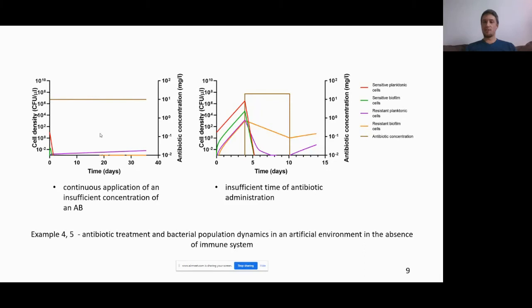In real-life conditions, such a scenario could possibly lead to a situation where only resistant bacteria remain, and such resistant biofilm bacteria are usually very hard to completely eradicate, and they might additionally contribute to the problem of antimicrobial resistance evolution that I've been talking about all this time. In conclusion, in both of these scenarios, the antibiotic treatment fails either due to inadequate concentration or due to insufficient time of application.